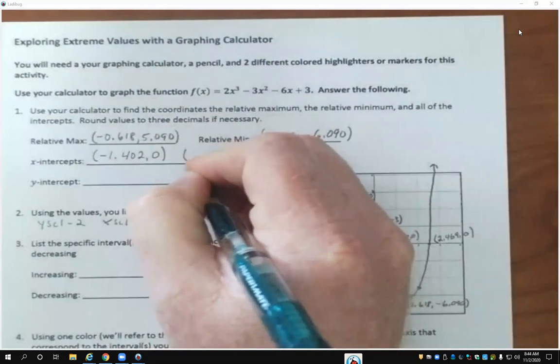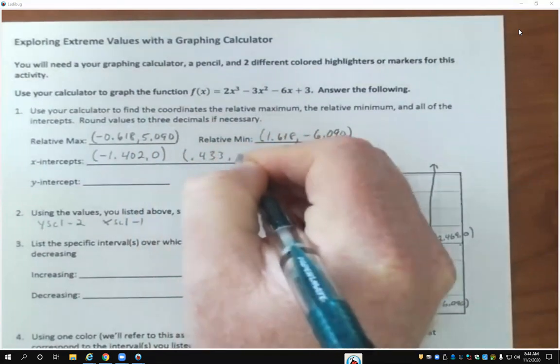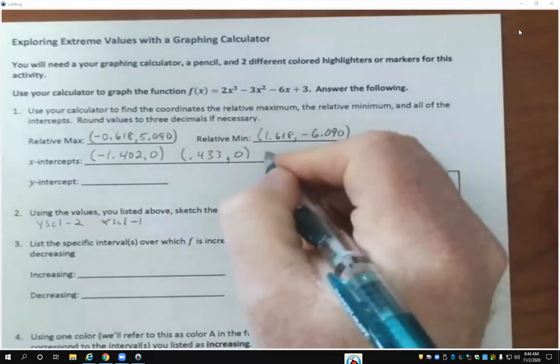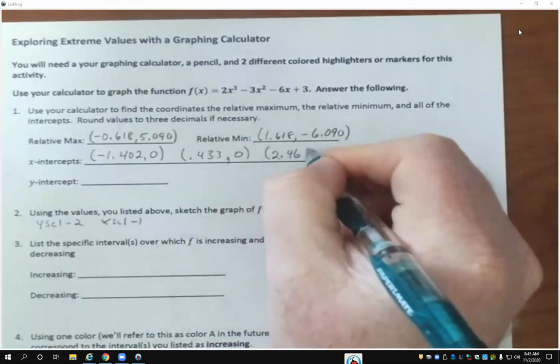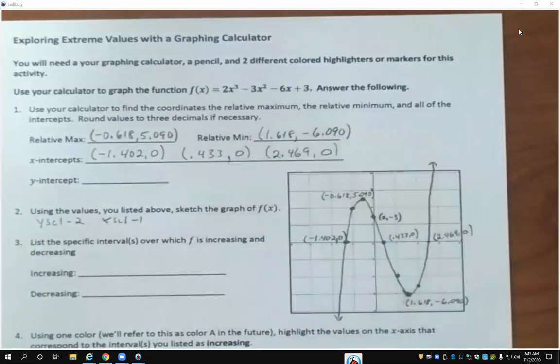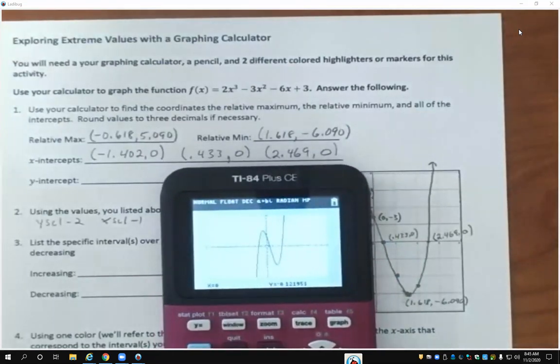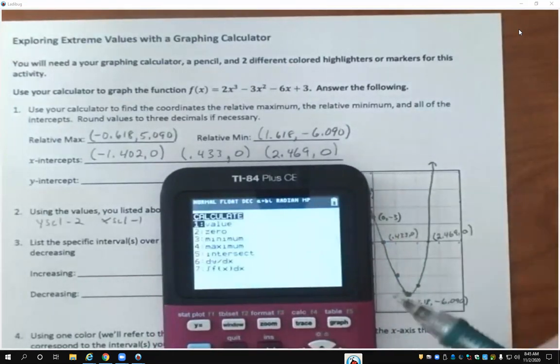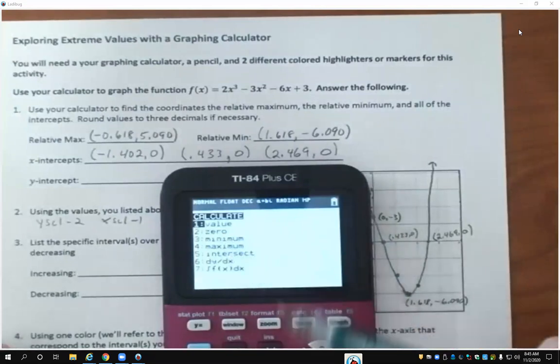All right, the next x-intercept is at 0.433, comma 0. And then the last one is at 2.469, 0. Once again, as a quick refresher, all of that can be found by hitting second trace, and you pick either option 2, which is an x-intercept, option 3, which is a relative min, or option 4, which is a relative max.